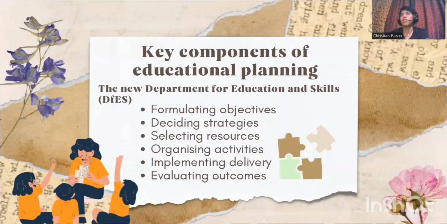Thus, demands such as these have been embodied in documents with strategies like those of the Department of Education and Skills, which suggests a format based on a regional cycle of formulating objectives, deciding strategies, selecting resources, organizing activities, implementing delivery, and evaluating outcomes. A typical template for lesson planning, but effective in developing content and skills.